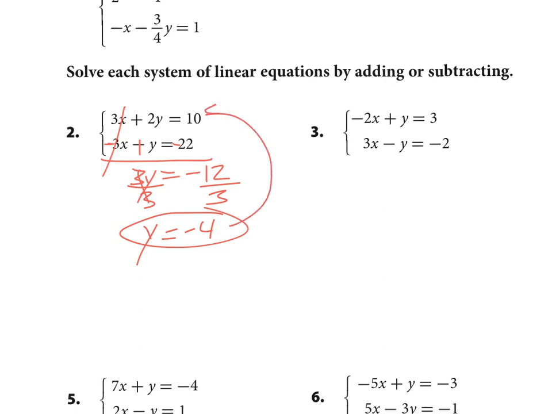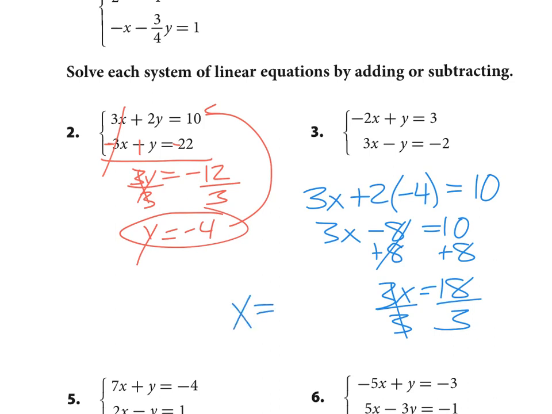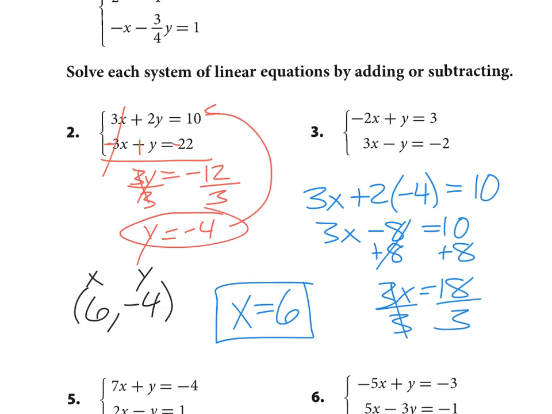So now we're kind of back to substitution. So 3x plus 2, now I substitute y, which is negative 4. Remember in the substitution one, I told you always put it in parentheses. So 3x, and that becomes negative 8 equals 10. Add 8, add 8. 3x equals 18. Divide by 3. And so we get x is 6. So there's our solution. And remember, you can write it as a point, (6, negative 4), x then y.